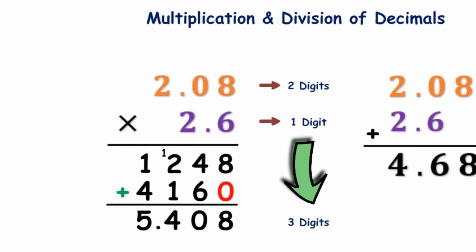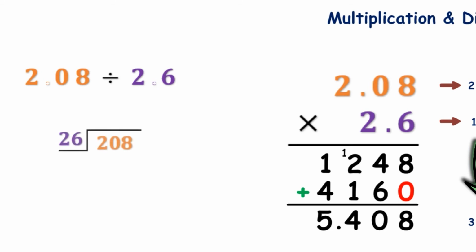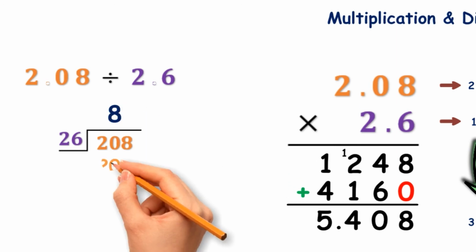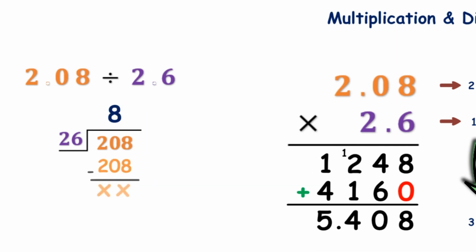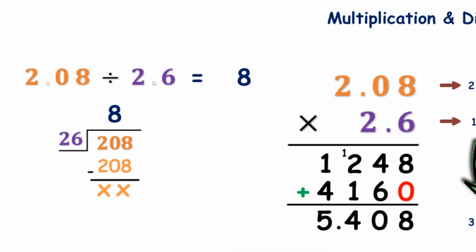Let's learn about division. The division is somewhat more difficult than multiplication or addition and subtraction. Let's divide the same example. 2.08 divided by 2.6. The rule is the same. Forget about the decimal point. You are going to divide 208 by 26. 26 times 8 equals 208. Your answer is 8.